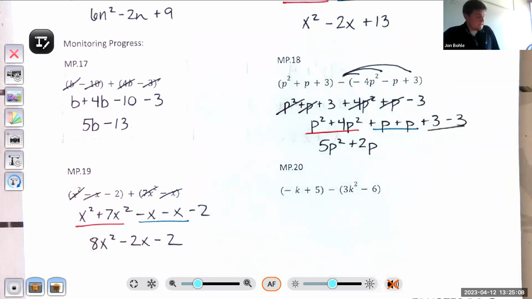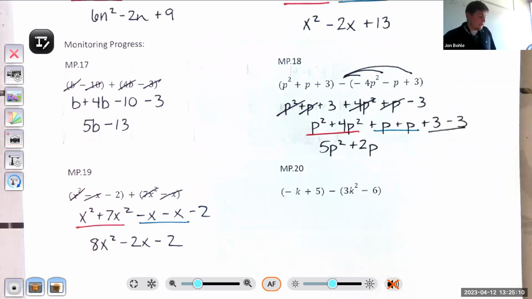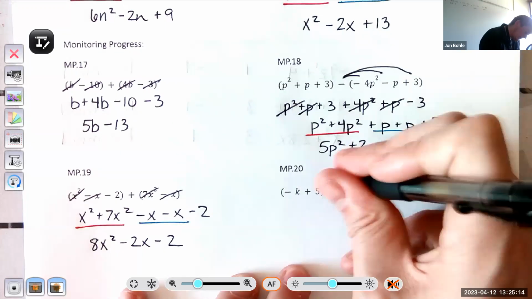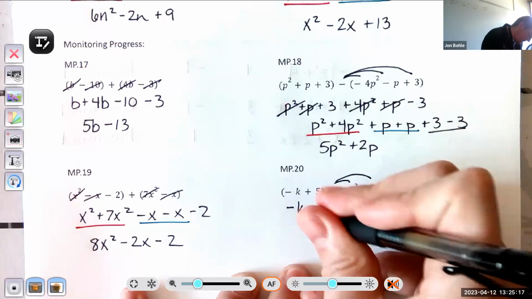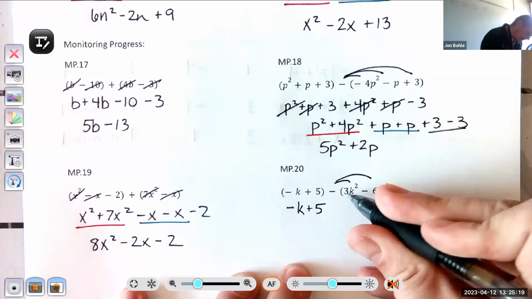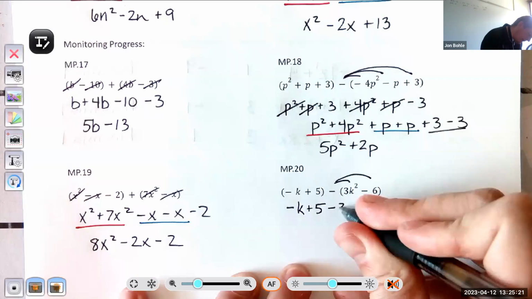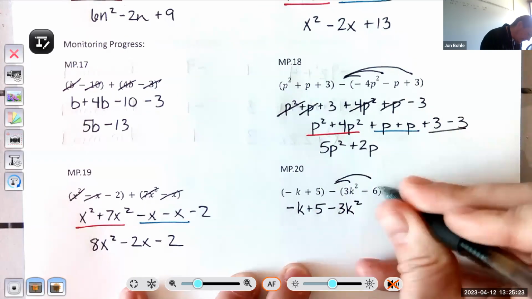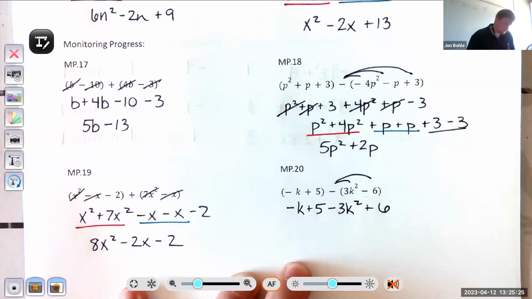Okay, number 20. Okay, so monitoring progress 20. This is a subtraction problem, so you need to distribute the negative throughout. So I get -k plus 5. This is positive inside the parentheses, so now it's negative outside. It's negative in here, so now it's positive.